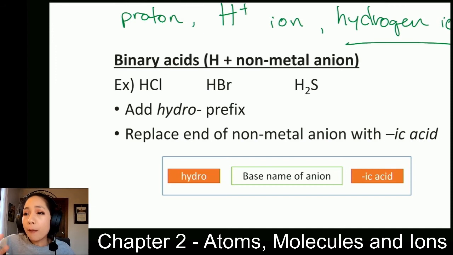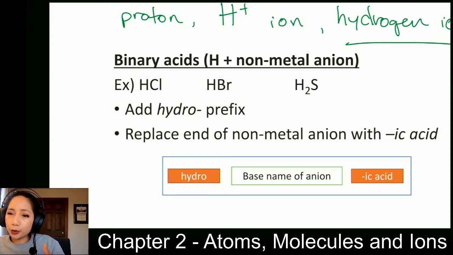So these we call binary acids because it's hydrogen. It's an acid because it has hydrogen in it and a nonmetal in it. So hydrogen also is a nonmetal, so that's why we kind of group acid naming within molecular naming. So these are all examples of binary acids because it's just hydrogen or hydrogens tacked onto a nonmetal.